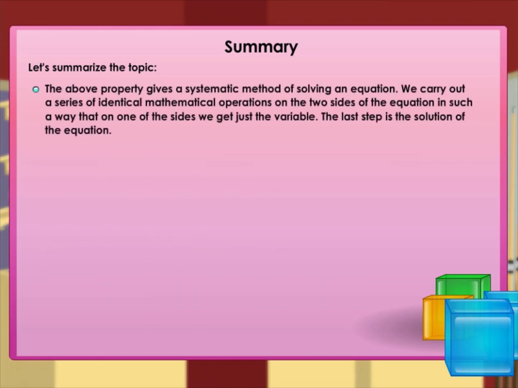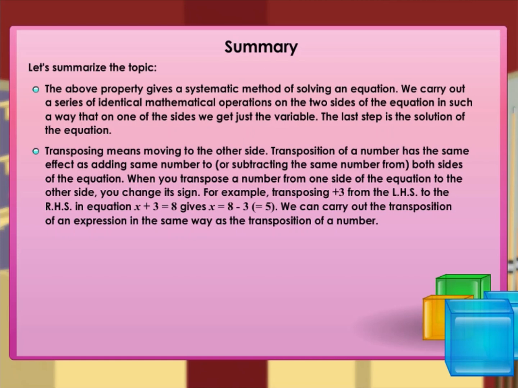The above property gives a systematic method of solving an equation. We carry out a series of identical mathematical operations on the two sides of the equation in such a way that on one of the sides we get just the variable. The last step is the solution of the equation. Transposing means moving to the other side. Transposition of a number has the same effect as adding the same number to or subtracting the same number from both sides of the equation.